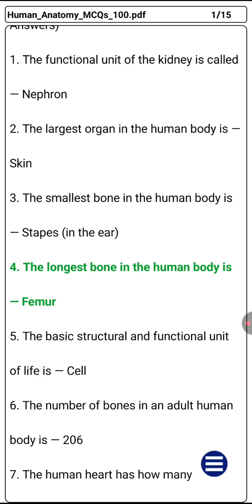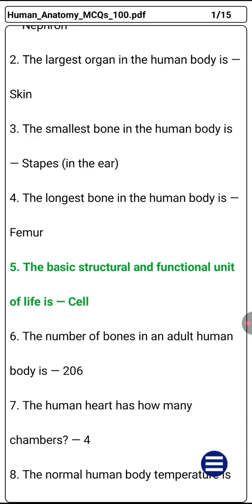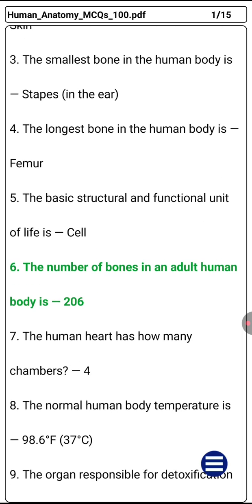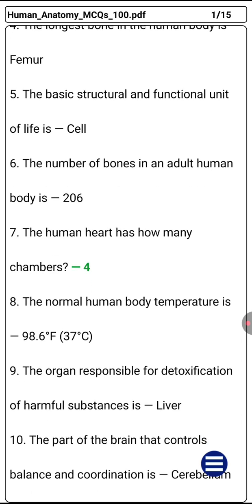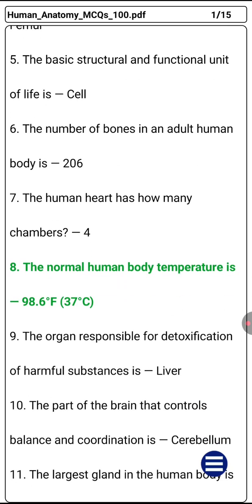4. The longest bone in the human body is femur. 5. The basic structural and functional unit of life is cell. 6. The number of bones in an adult human body is 206. 7. The human heart has how many chambers? 4. 8. The normal human body temperature is 98.6 degrees Fahrenheit, 37 degrees Celsius.